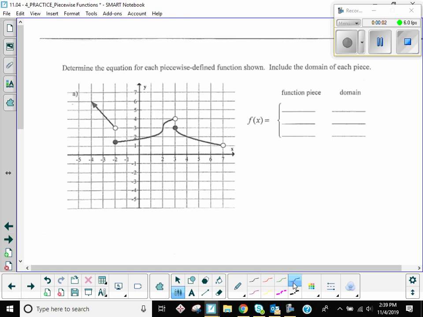Okay. How many pieces does this function have? 3. So let's do the left one first. I'm going to color it blue.